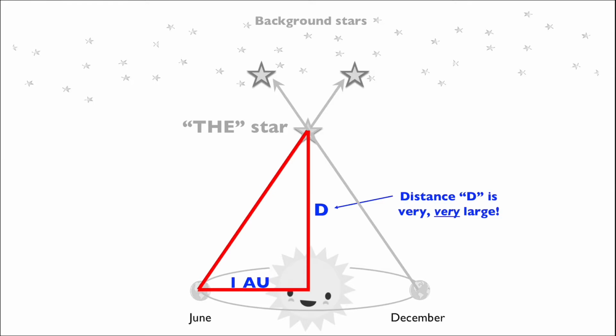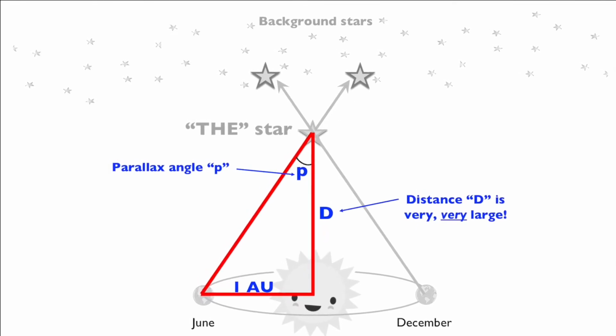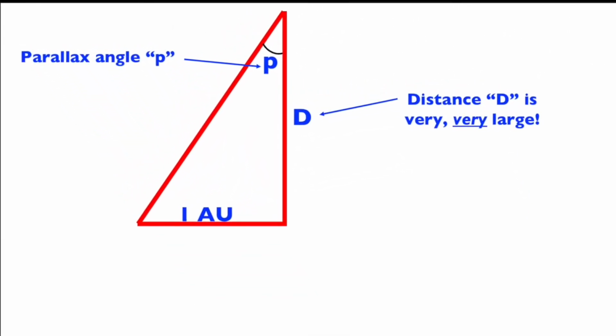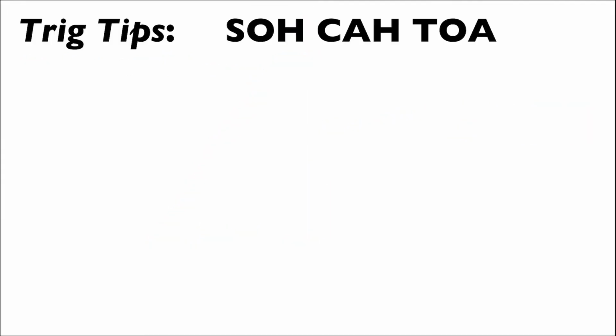Now, the last bit of information we need for this purpose is the parallax angle P, which is half of the apparent parallax that we observed in the shift of the star's position against the background stars. Now we can do the math and figure out a relationship between the parallax angle P of the star and the distance d that it's located at. But to figure out exactly how to do this math, we'll start with some trigonometry tips.